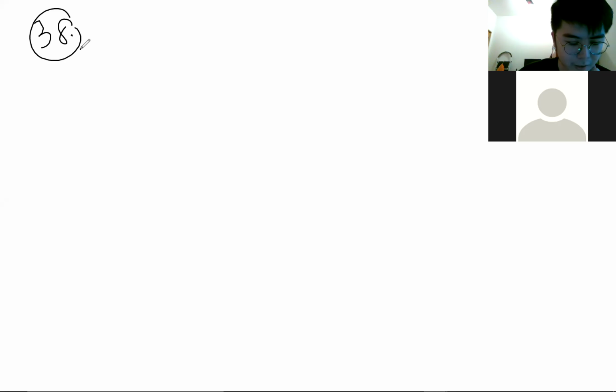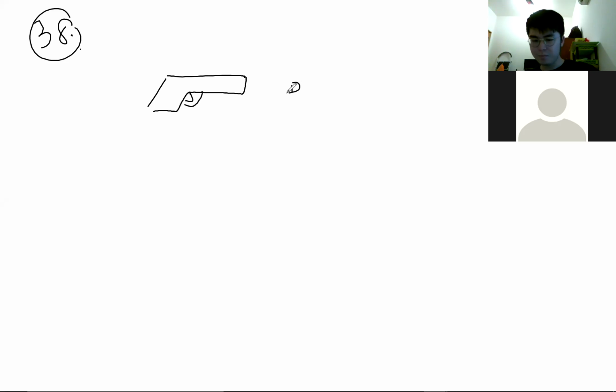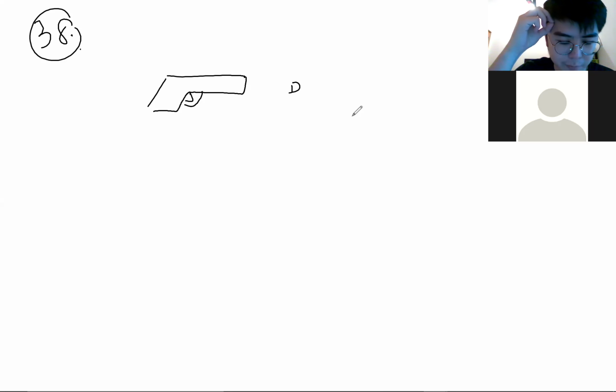Okay, 38. Now, a bullet of mass 10 gram is fired at 400. Okay, let's draw the scenario out. Now, it says that the bullet of mass is fired at 400 meter per second, then hits the box, right?